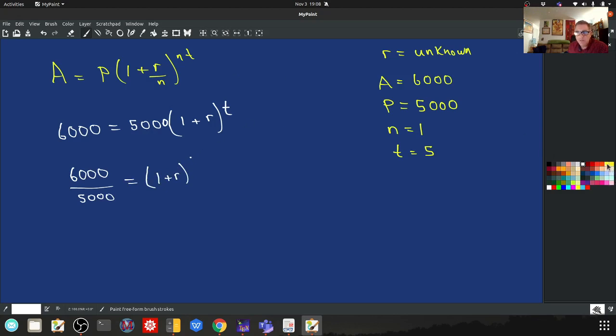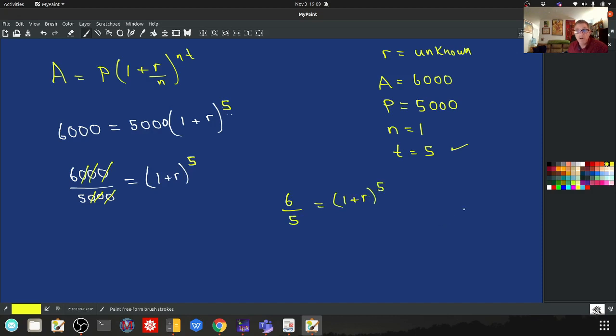And that's equal to 1 plus R, my base, raised to the T. And I should have put right there that my T is actually known. It's 5 right here. So let's simplify this. When you have trailing zeros and you're dividing, you can just tack them off right there. So I get 6 divided by 5 is equal to 1 plus R to the 5th.